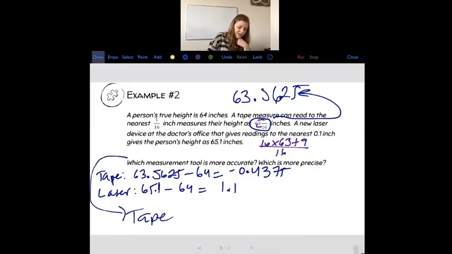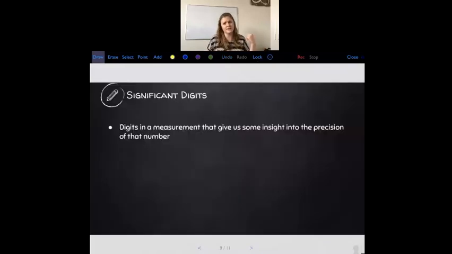And which is more precise? Well, the tape measure is also more precise because it used more digits to describe the measurement. So you can have cases where you have two devices. The same device could be more accurate and more precise, or one device could be more accurate while the other is more precise. Just a note on significant digits, there aren't any problems in the homework on significant digits, but I did want to mention the purpose. Significant digits in a measurement give us some insight into the precision of that number or how that number was being measured.